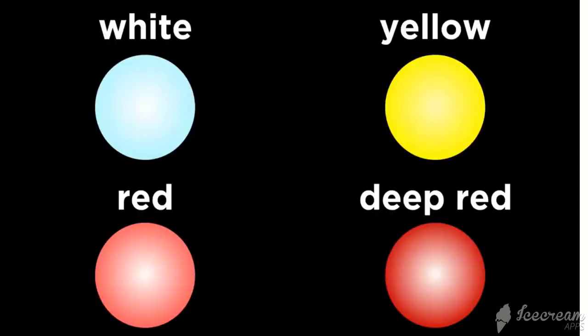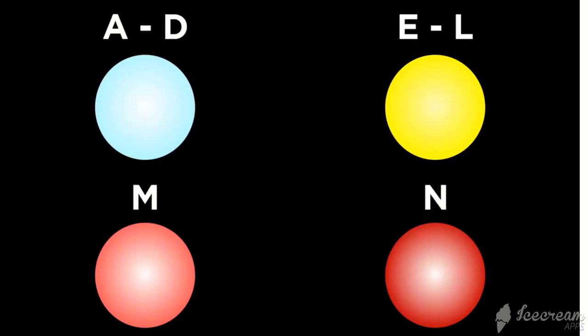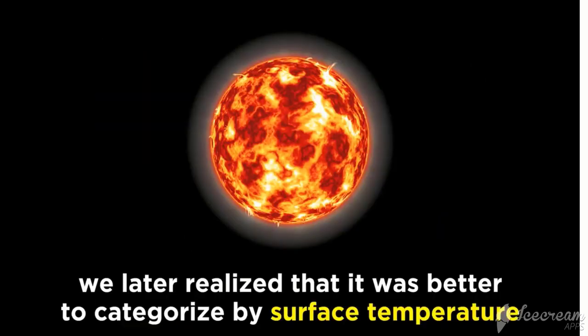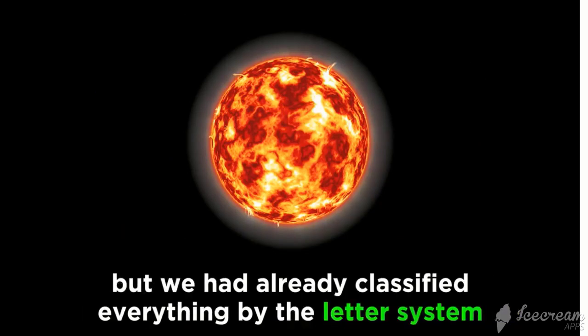When we first started to observe stars in telescopes, we divided them into color classes: white, yellow, red, and deep red. This was later refined, and each color was broken up into letters: A to D for white, E to L for yellow, M and N for red. Later, it was realized that things made more sense if stars were categorized by surface temperature. But this letter system was retained because all the work to classify stars had already been done.